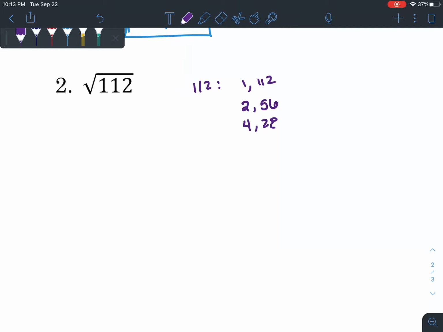4 and 28. 5 can't go into 112. Maybe 6 can. Nope. 7 won't. 8 does. 8 goes in 14 times. And actually 16 goes in there 7 times. Okay, missed one.